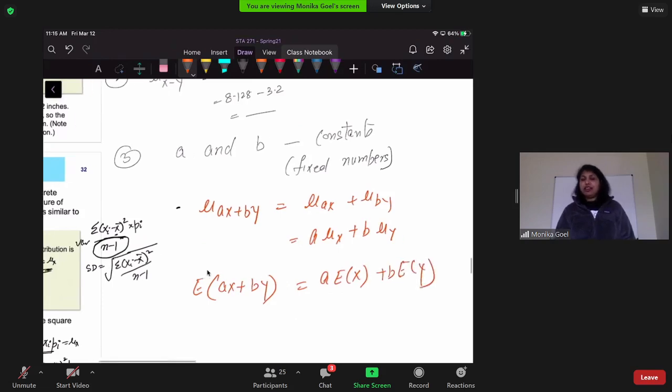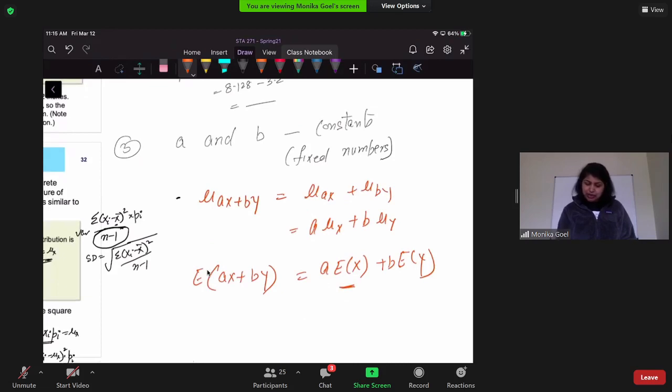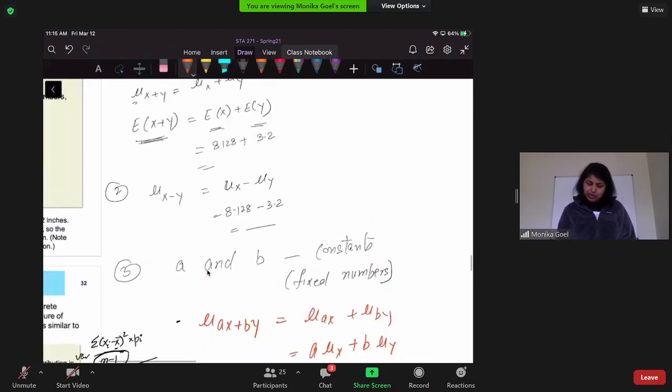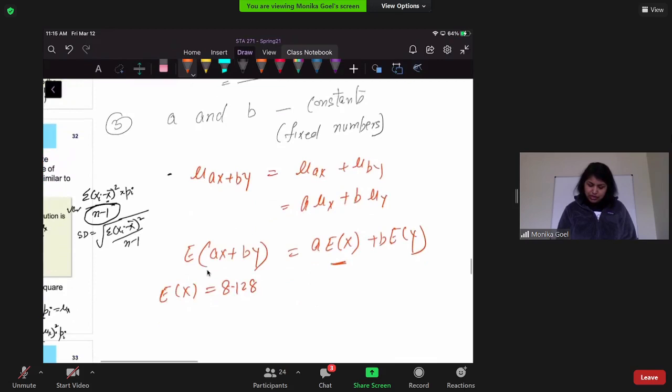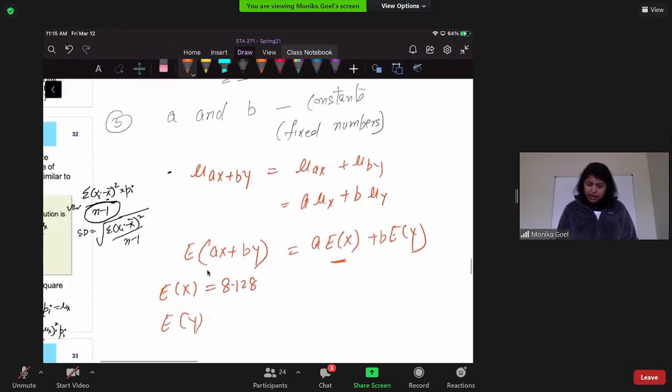So the expected value of a fixed number is the same as it is. It does not change, but then you multiply it with the random variable. Let's say I'm using the same example, the values of x and y that we had here. Expected value of x is 8.128 and expected value of y. And again, most of the time it's given to us. And if it's not given to us, we have the probability table, and then we can use that table to calculate those expected values.